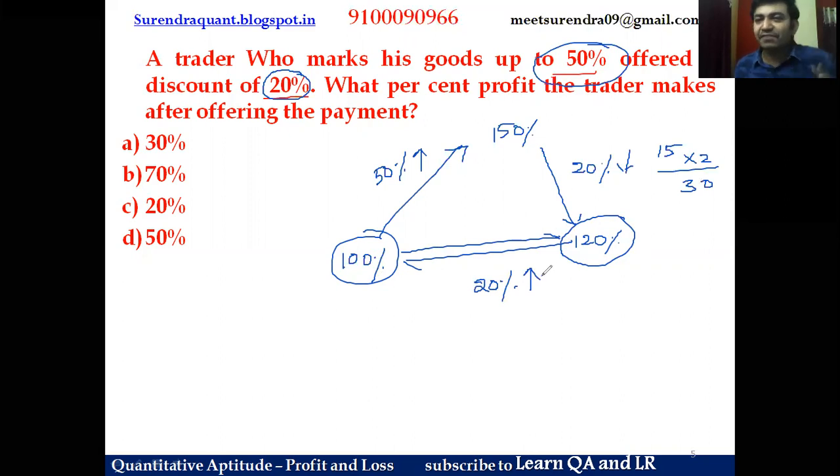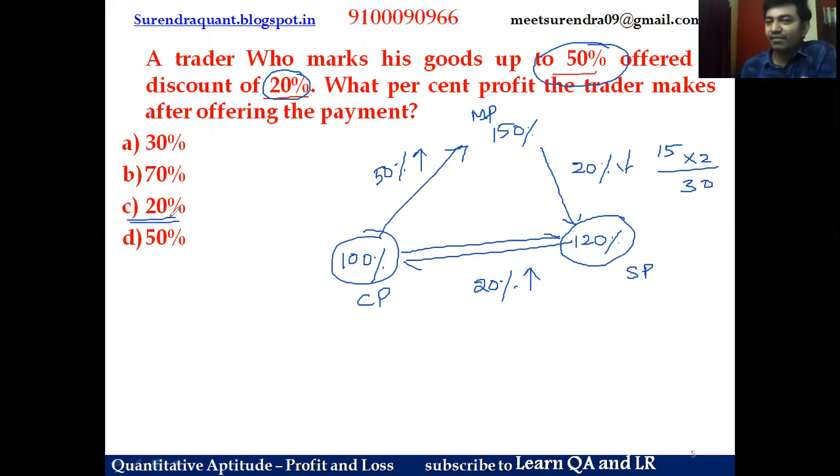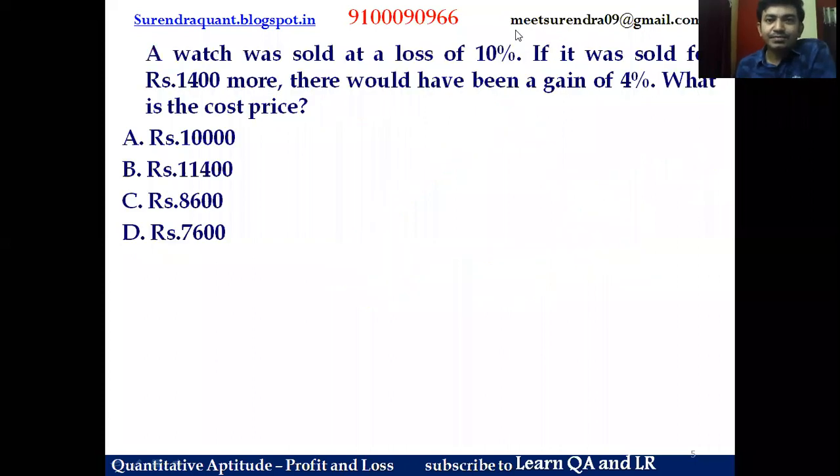So this is called the profit loss cycle. We discussed it in the first video, guys. So this is cost price, this is marked price, and this is selling price. So simple. The answer is 20%. He makes 20% profit in this transaction because 100 is CP, 120 is SP, and the difference is profit. Next question.